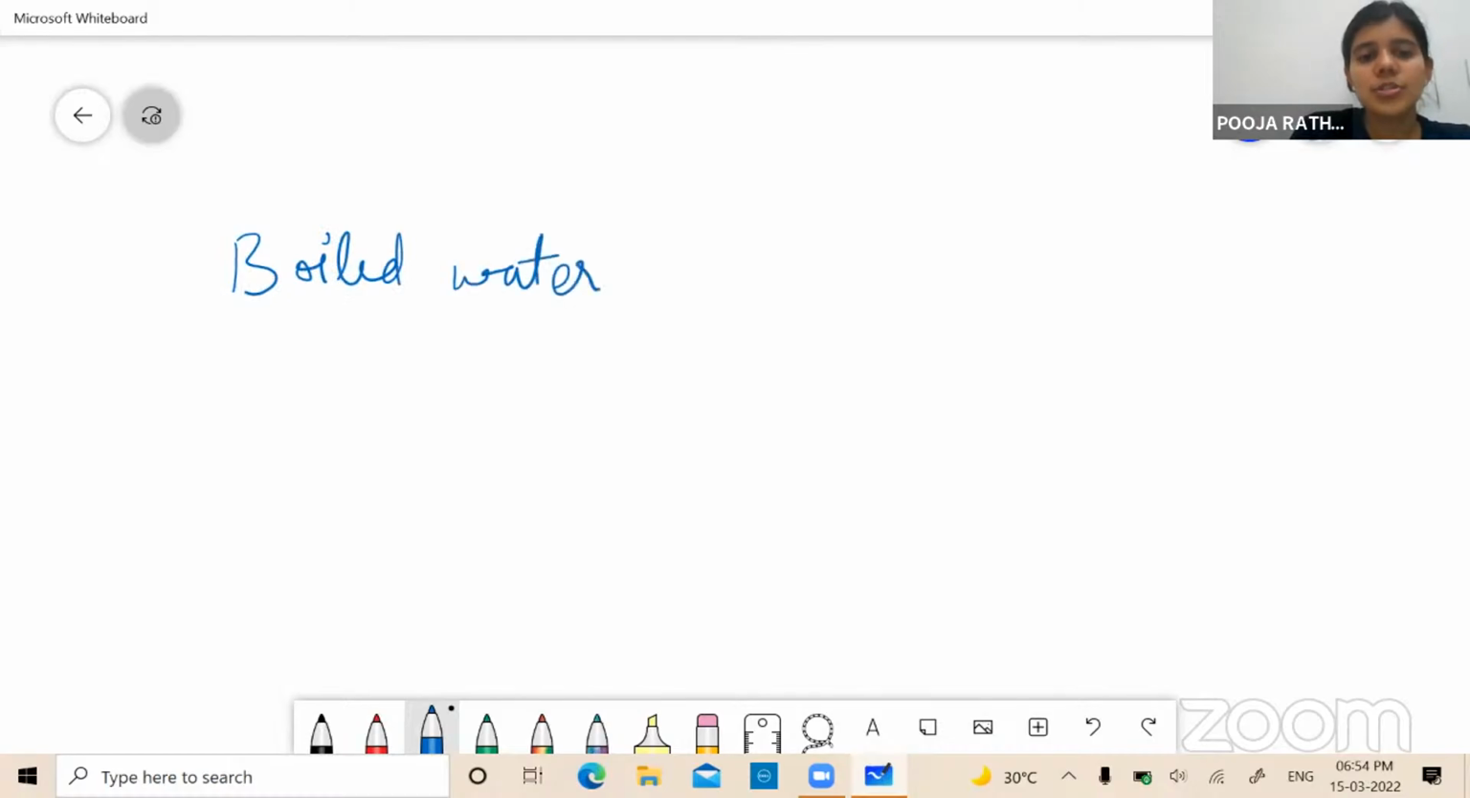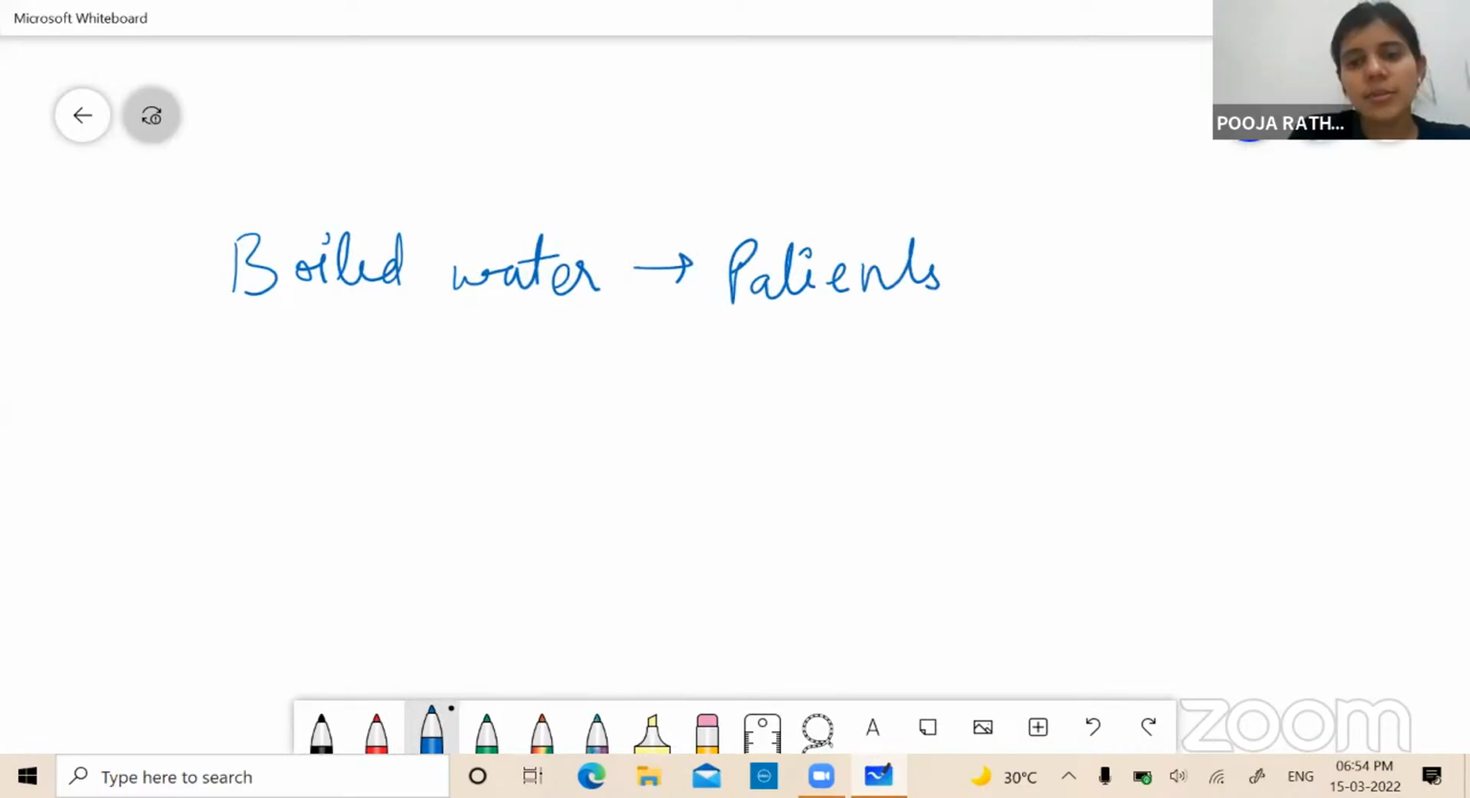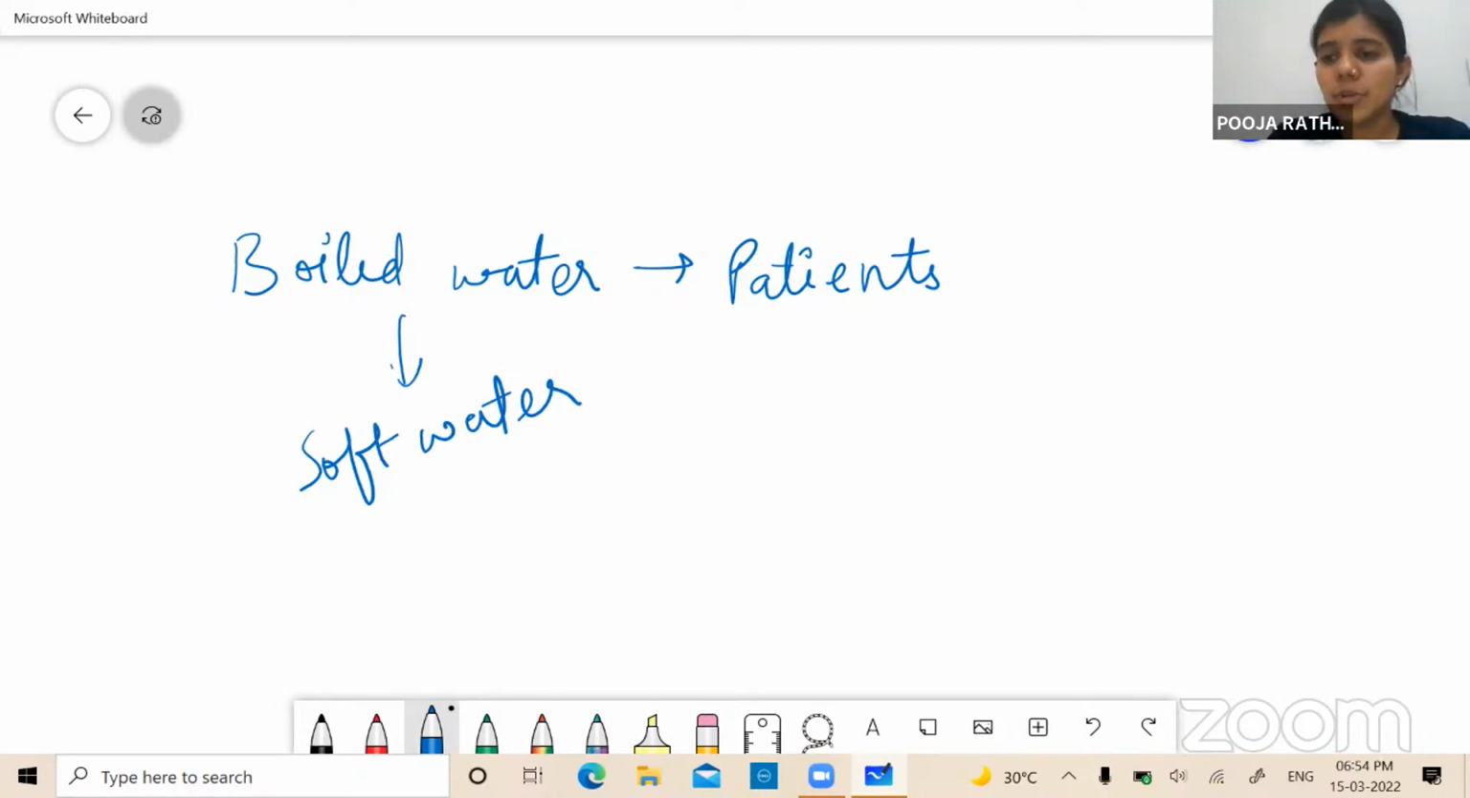Boiled water is given to patients. Yes, ma'am, harmful materials get eliminated from it through boiling. The soft water that comes to our homes, only soft water could be used for drinking purposes after boiling, not hard water.